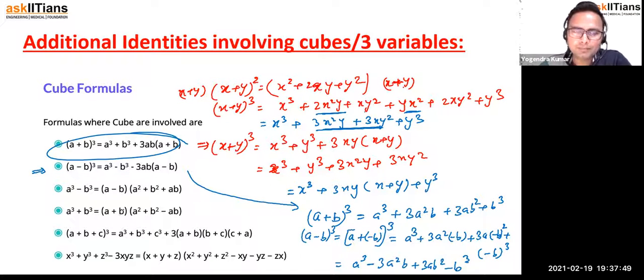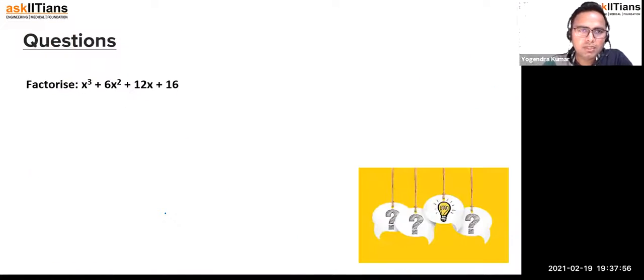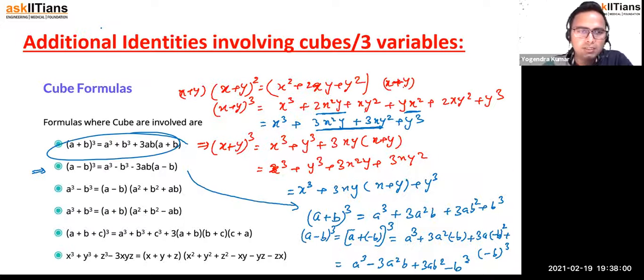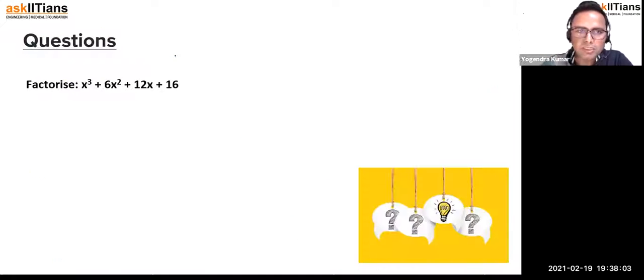Cubic identities. Now let's discuss these further identities. How do we get those identities? We need to understand. Before coming to this question, let me tell you other identities also. A cube minus B cube we want to discuss. Third number identity.